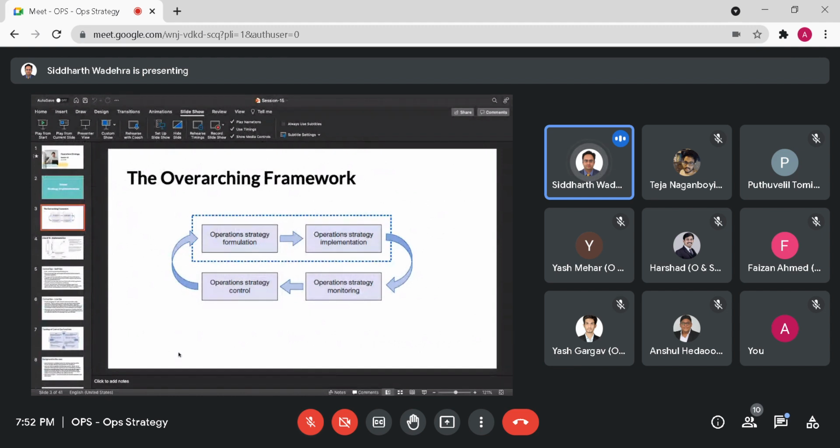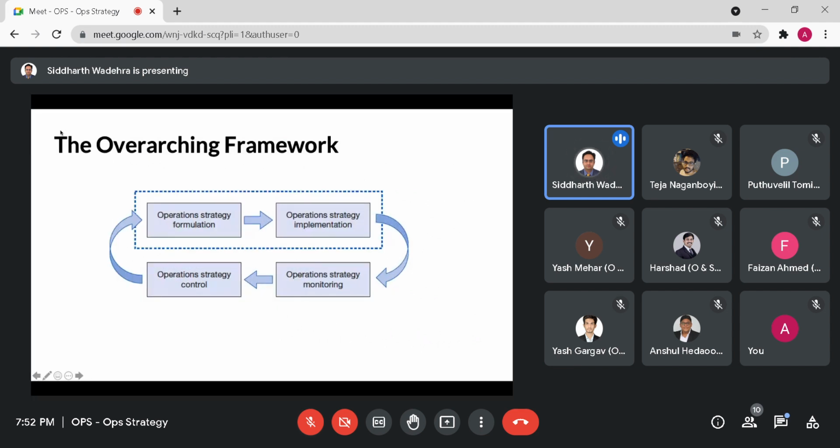Once again, the overarching framework: operation strategy formulation, implementation, monitoring and control is a very important part for any organization. It ties in with where we started the course, in terms of having a much bigger corporate level strategy, in terms of deciding where you want to go, and then having a business level strategy, and then all the way down to an operations strategy. And then when you talk about operations strategy, you will have the operation strategy formulation, implementation, and monitoring and control, so to say.